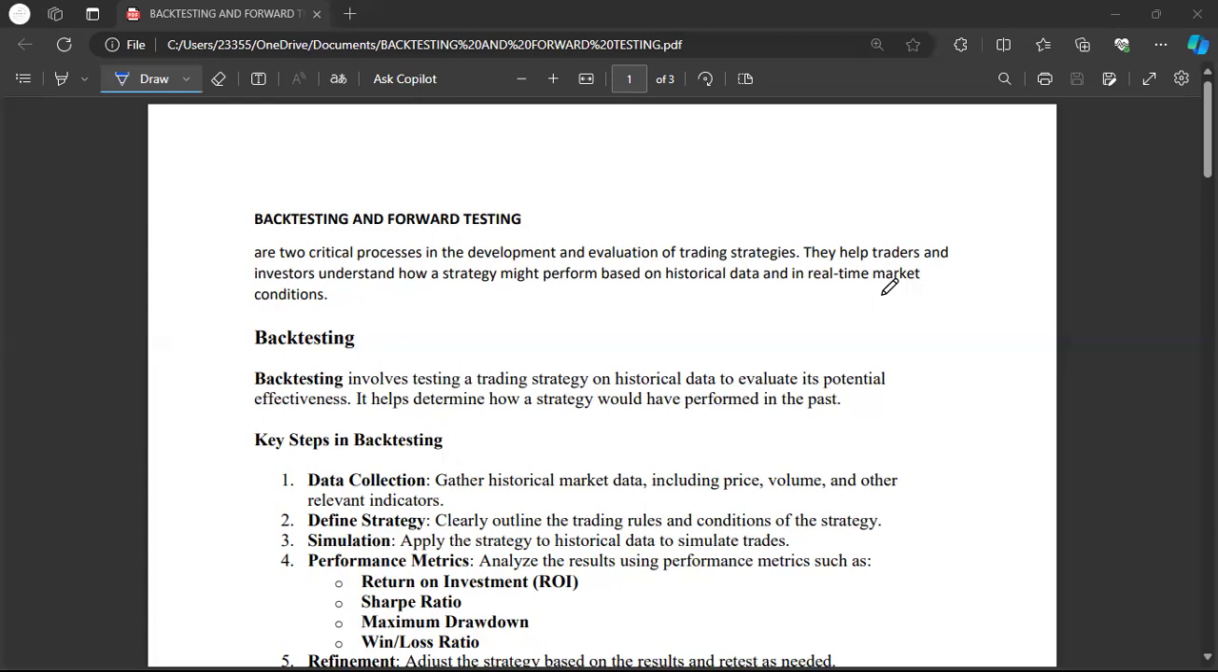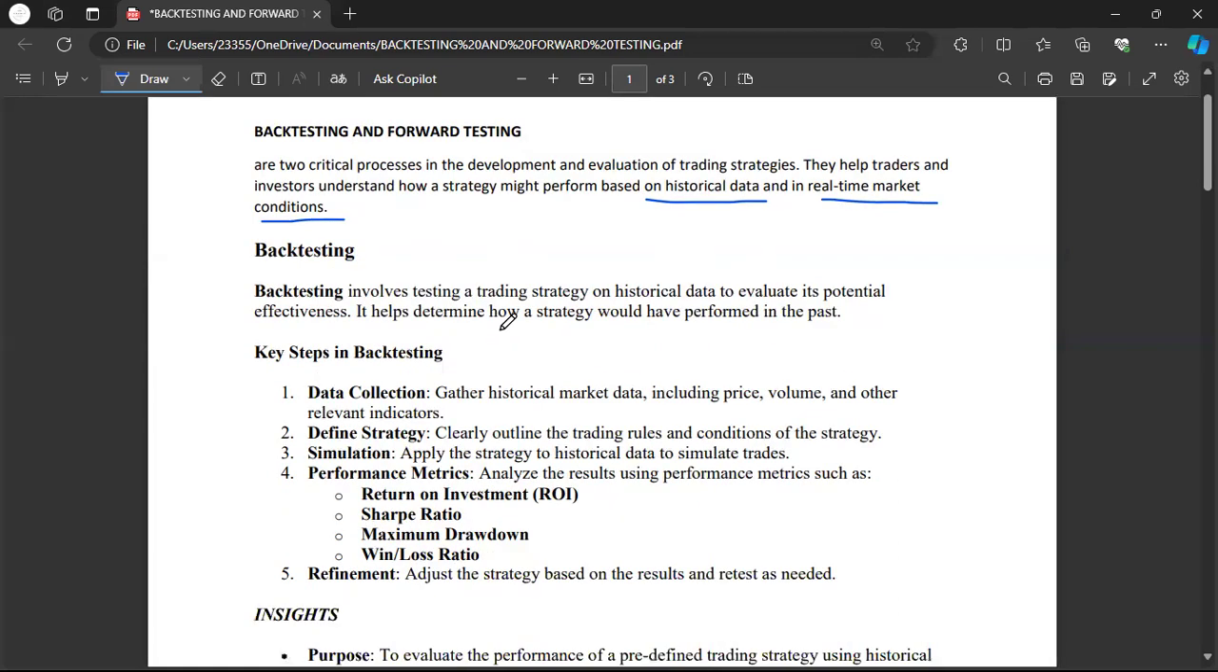Notwithstanding, what is backtesting and forward testing? These are critical processes in the development and evaluation of trading strategies. They help traders and investors understand how a strategy might perform based on historical data, which is backtesting, and in real-time market conditions, which is forward testing. So the two are in this sentence.